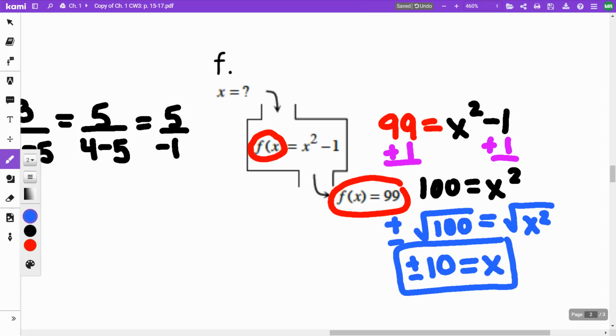Now, if I'm putting this on my calculator, it will not give me 2 answers. It will only give me the positive 10. But when you square root, you will always get a positive and a negative answer.